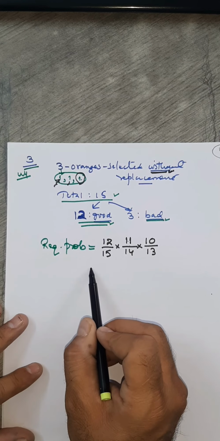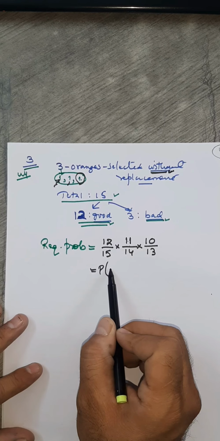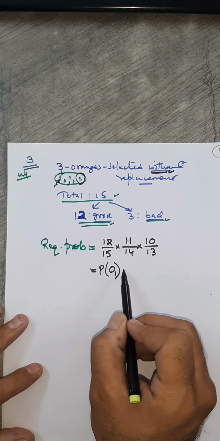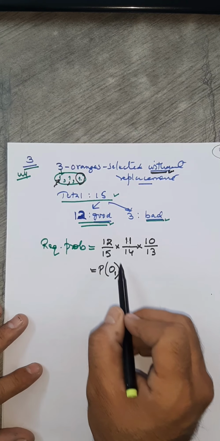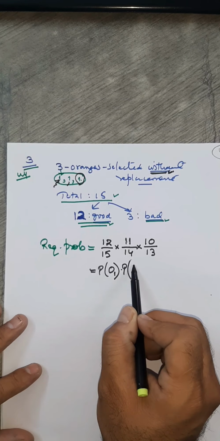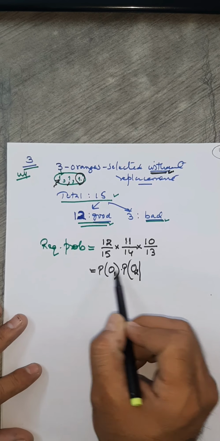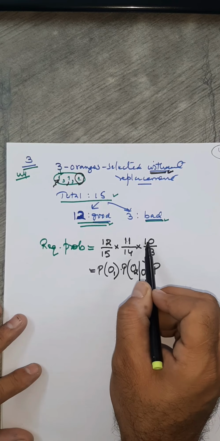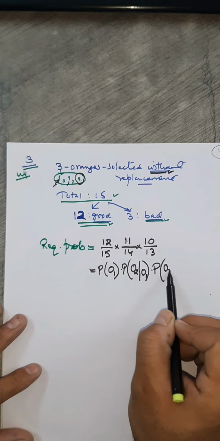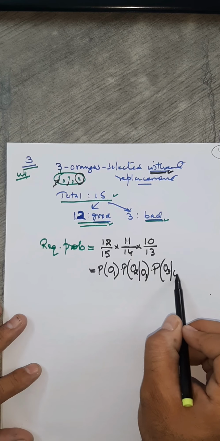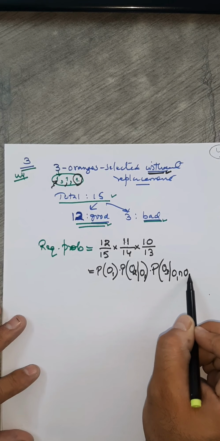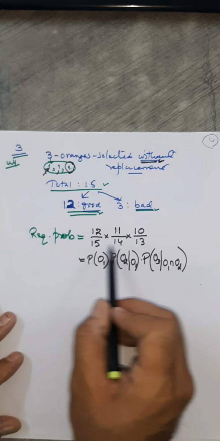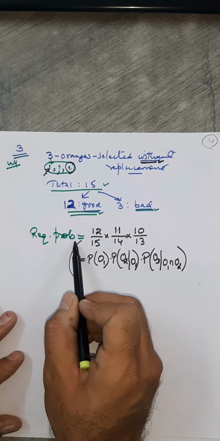Symbolically, it is like this. If I write the orange events, for example O1, then this is P of O1, that is, the first orange is selected, into the second orange O2, which depends upon the already occurred event O1, into the third orange, O3, which depends upon the already occurred events O1 intersection O2. I have not mentioned the symbols here, the important one is this, but this should be clear to you.